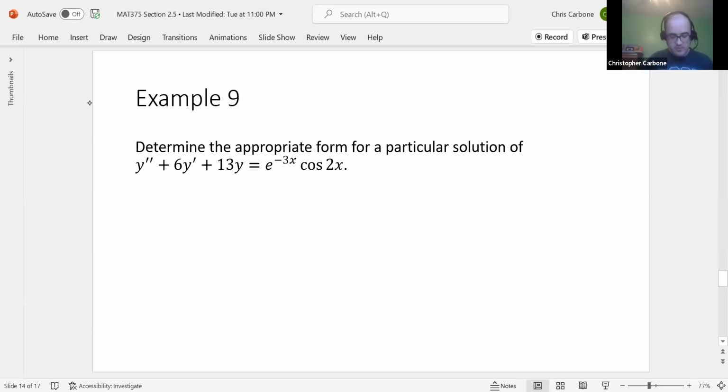Example 9, we want to determine the appropriate form for a particular solution of y double prime plus 6y prime plus 13y is equal to e to the -3x times the cosine of 2x. The characteristic equation takes the form of r squared plus 6r plus 13 is 0. And this gives us solutions of -3 plus or minus 2i.